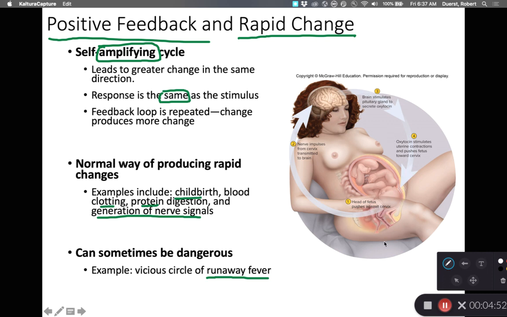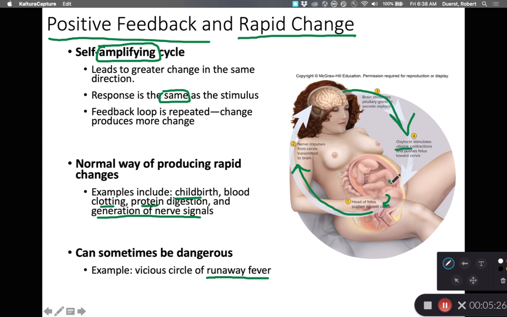So for instance, let's look at childbirth. Here's a baby in utero getting ready to be born, and that baby presses his or her head up against the uterus. As the baby does that, it causes the cervix, the opening of the uterus, to stretch out. That stretching force will send an impulse to the brain, and then the brain is stimulated to release oxytocin. Oxytocin will then travel to the uterus and cause the smooth muscles of the uterus to contract more.